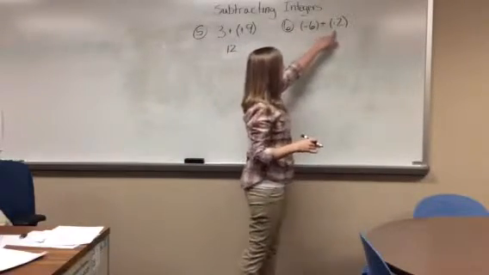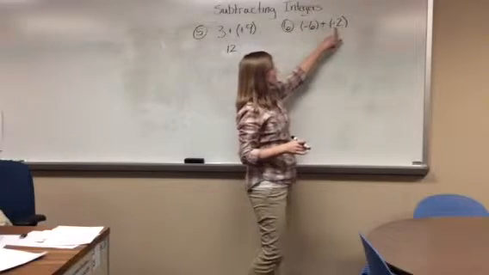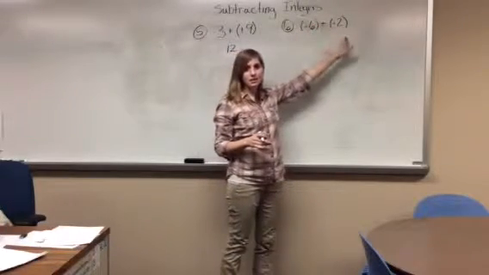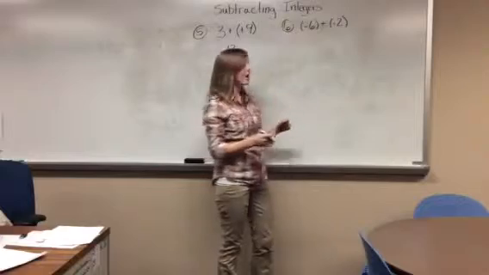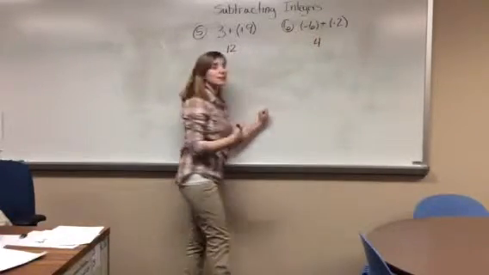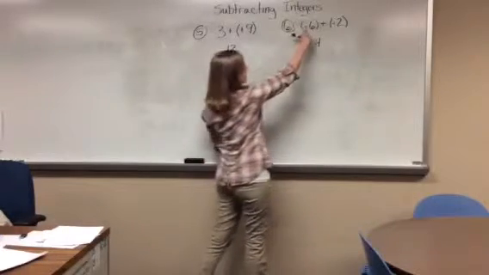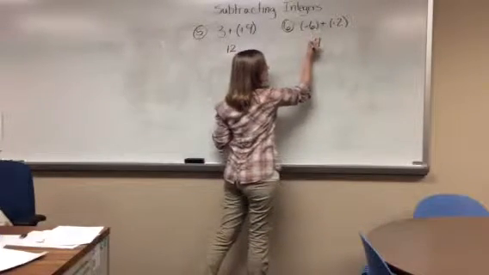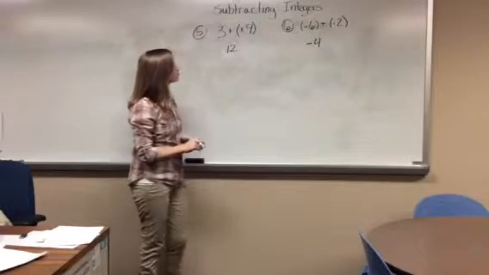Once the signs are changed, we notice that the signs are now different. We have a -6, a +2. If the signs are different, we subtract. 6 minus 2 gives us 4. Keep the sign of the bigger number. This is a -6, 6 is bigger, so my answer is a -4.